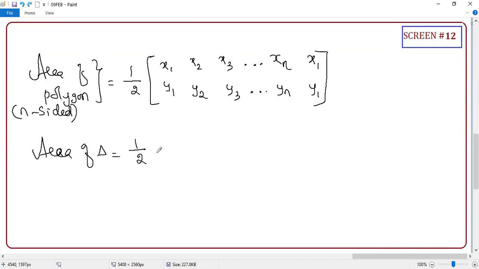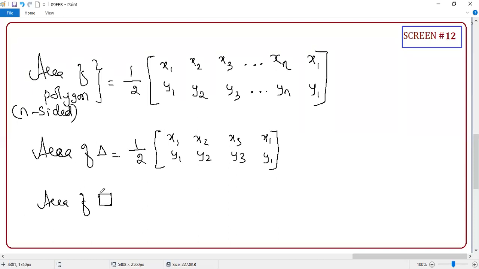Triangle, how many vertices will it have? 3 vertices. x1, y1, x2, y2, x3, y3. Then x1, y1 again. Are you clear? That's all. This is the area of a triangle.